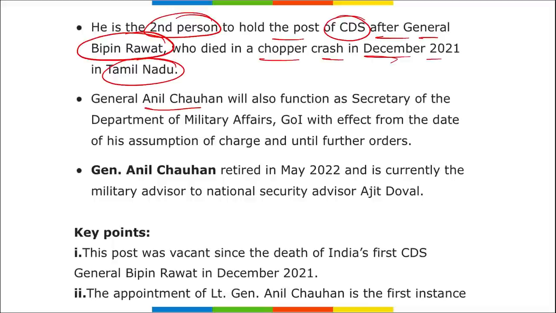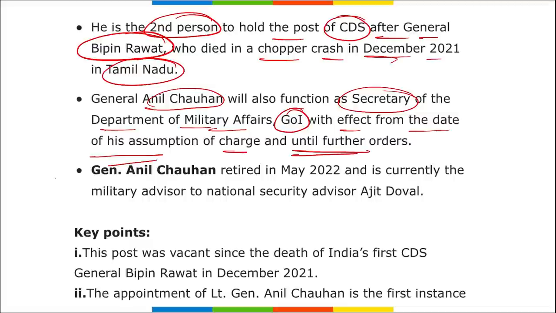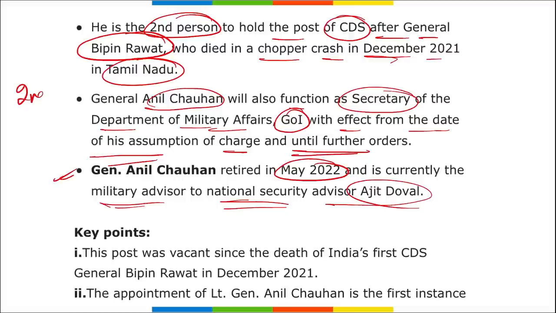Alright, so General Anil Chauhan will also function as the Secretary of the Department of Military Affairs under the Government of India with effect from the date of his assumption of charge and until further orders. General Anil Chauhan retired in May 2022 and is currently the military advisor to the National Security Advisor Ajit Doval ji. Alright, so who has been appointed as the second CDS? He will be Lieutenant General Anil Chauhan.